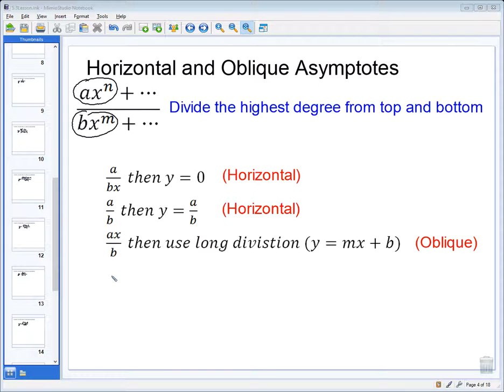If you have an x left on top, then we need to use long division. It's going to be in the y equals mx plus b form, and it is oblique because it is a slanted one, not a horizontal one.